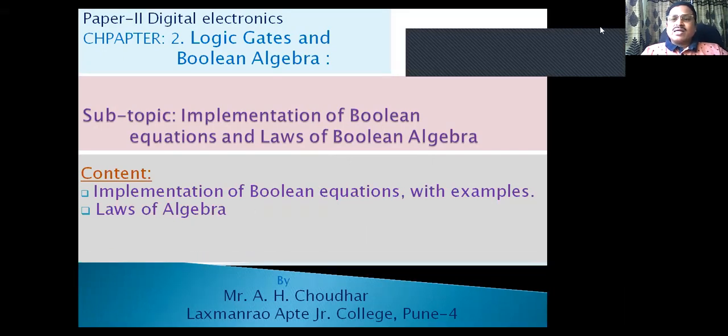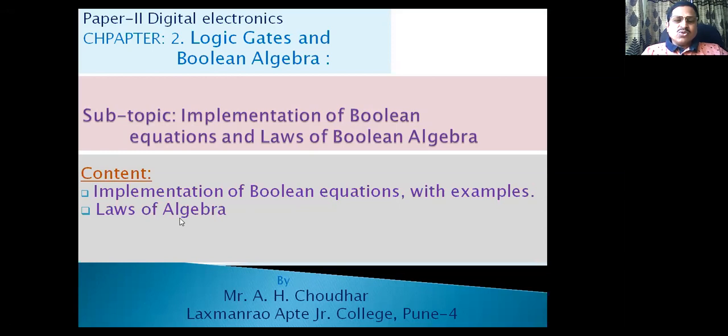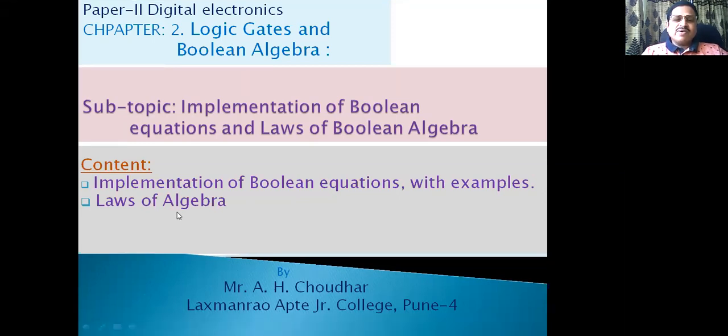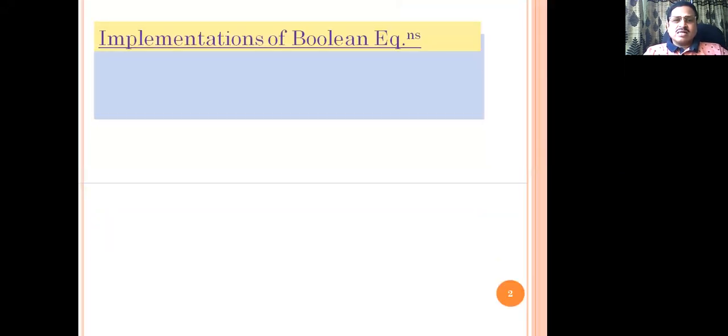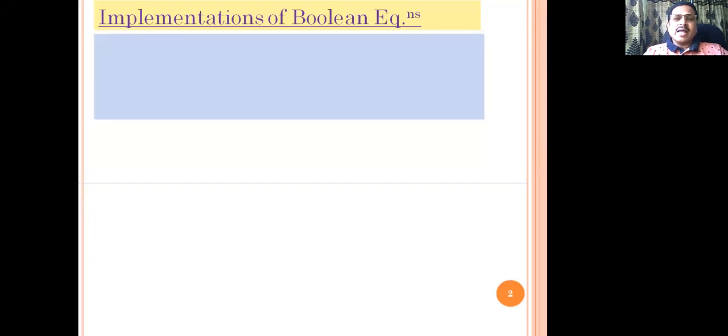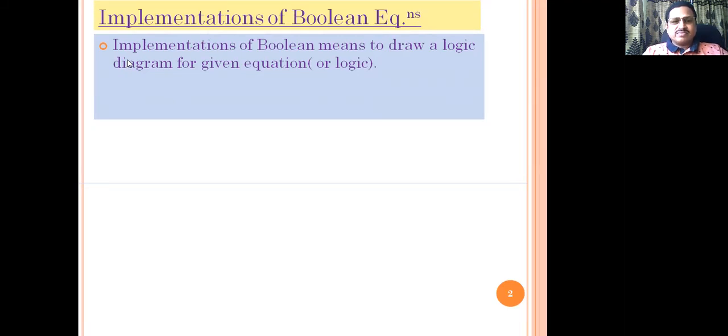In that, you'll understand their use to simplify the given equation, by which the size of the equation becomes short and the number of logical operations decreases, as a result of which the circuit required to implement the equation becomes small in size and obviously low in cost. So at the start, let us begin with the concept of implementation of Boolean equations. Let's see here what it means.